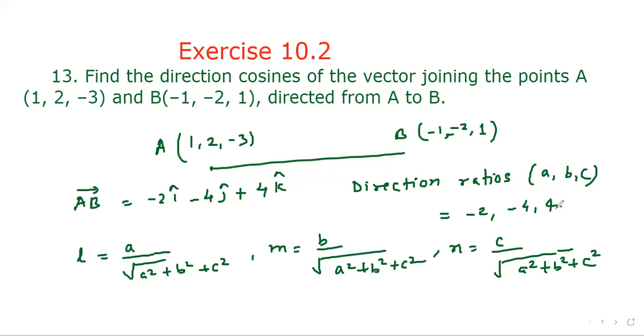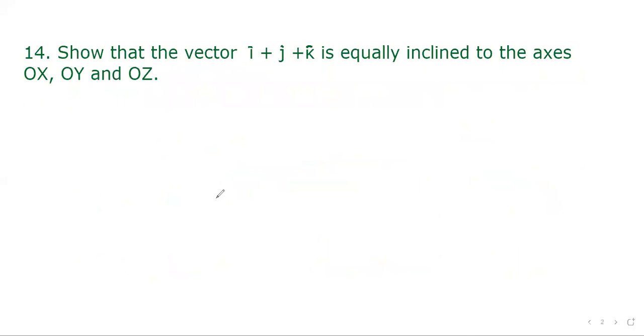Now we can evaluate it. And direction cosines can be positive or negative, so both possibilities exist. Now, question number 14.